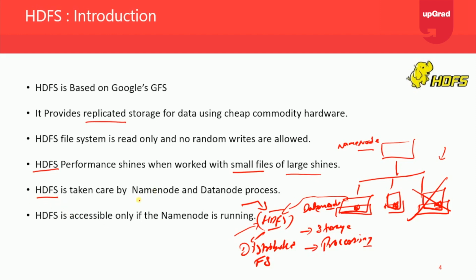HDFS is taken care of by the name node and data node processes. What does it mean? There is some software running on the master and the data nodes. The process running inside the master is called the name node, and the process running inside the worker node is called the data node process. Do not confuse these with the vocabulary of master and slave. They are also running processes.